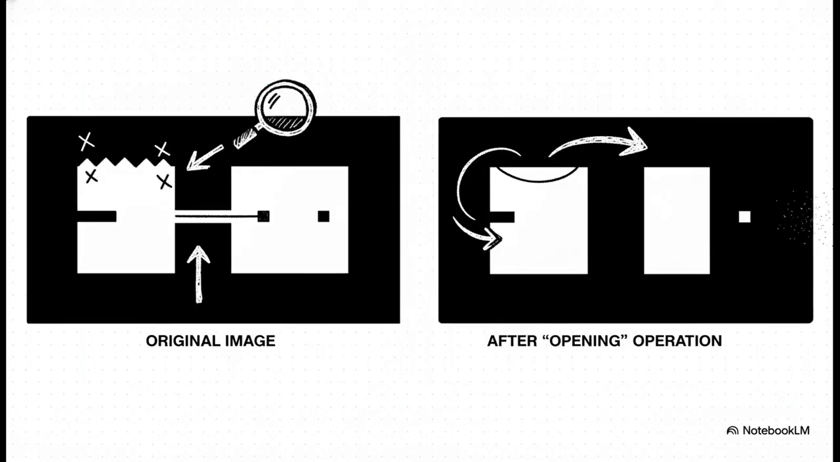Let's actually see opening in action. Here's our original image. You see that thin bridge connecting the two main shapes? And those little jagged bits on top? And that tiny little square all by itself on the right? Okay, now look what happens after we apply the opening operation. The bridge is gone. The jagged edges are smooth.